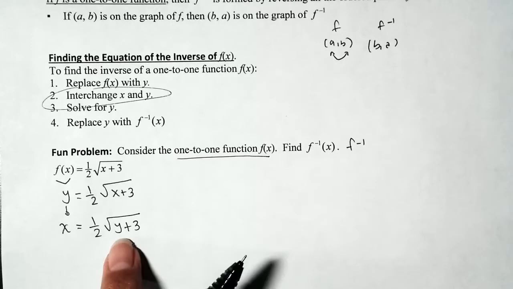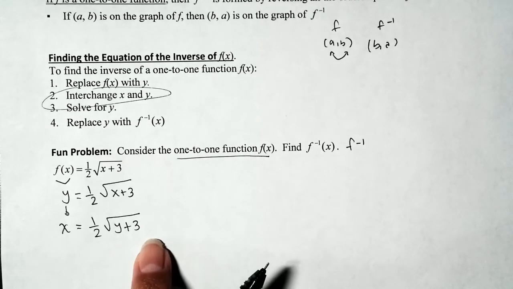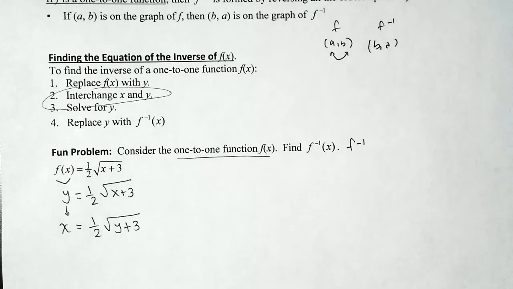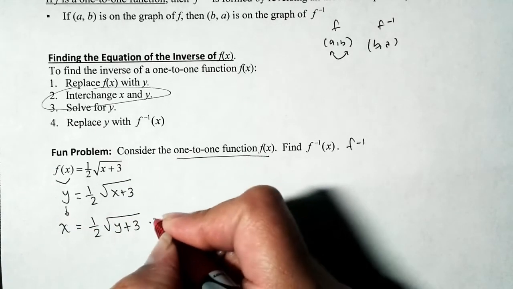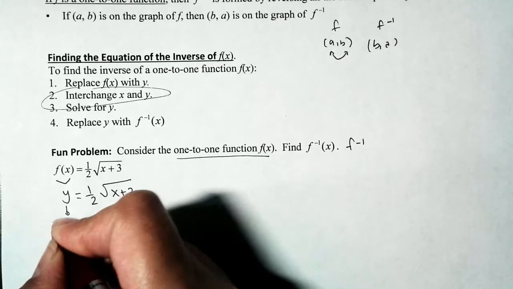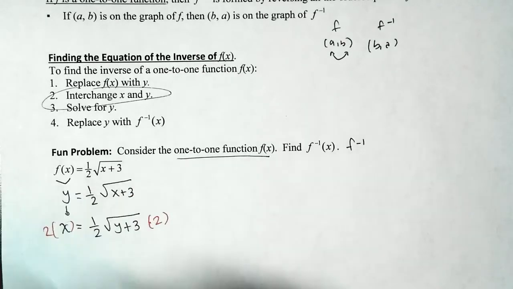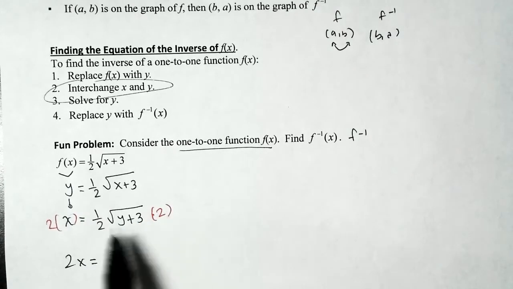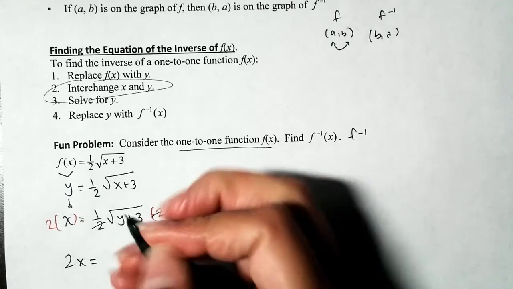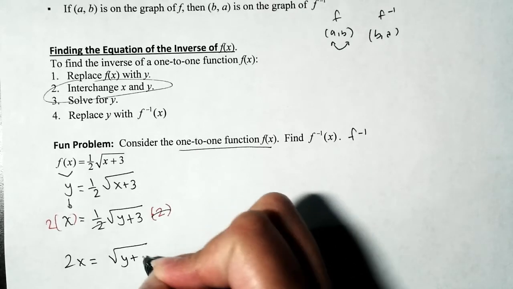In this case we have a radical, so let's isolate the radical. To get rid of the 1/2, let's multiply both sides by 2. Let me put this in parentheses. When we do that, we get 2x is equal to, the quotient of 2 and itself gives us 1, the square root of y plus 3.